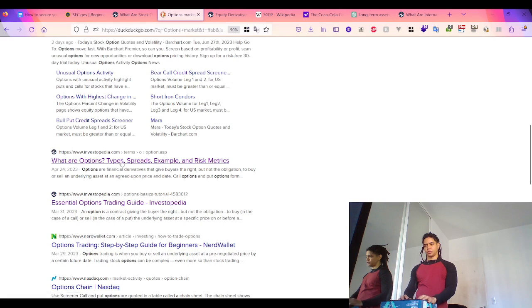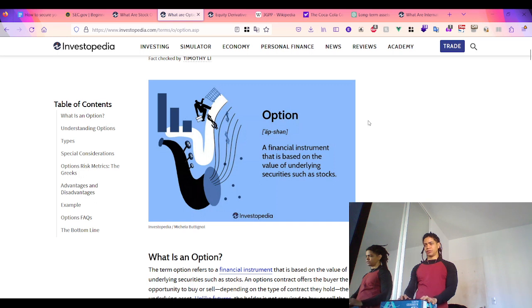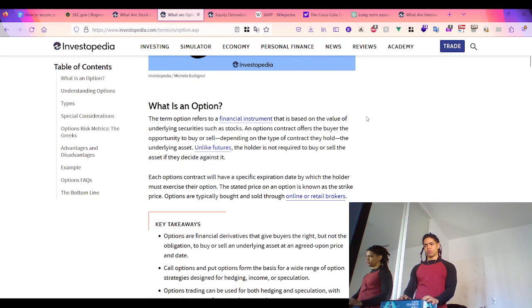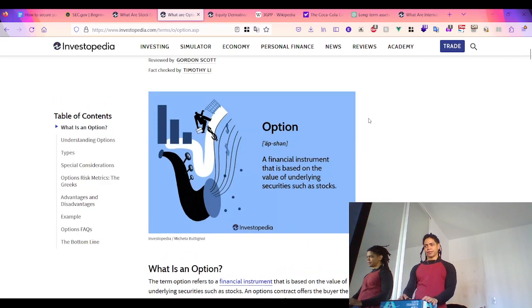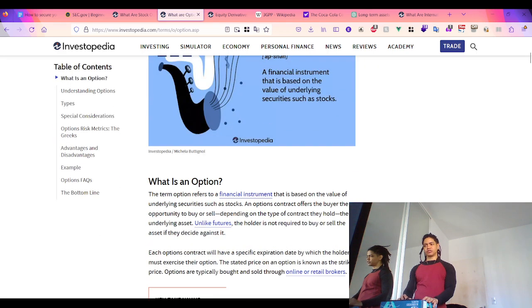What are options? A financial instrument that is based on the value of an underlying security, such as stocks. So it's somewhat similar to a cryptocurrency like USDT being pegged to the value of an underlying asset. So these options are a financial instrument based on the value of an underlying security such as stock.